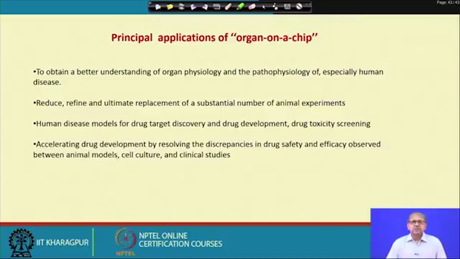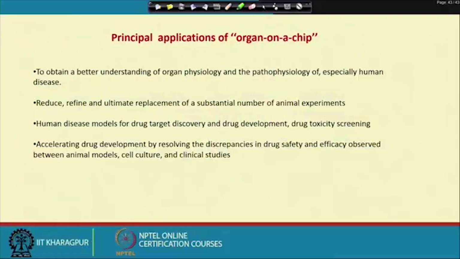So, what are the applications of organ on chip, means who are the stakeholders of this organ on chip? First thing is that using organ on chips, we could have an understanding of organ physiology and pathophysiology, especially of human disease, means disease models could be established in vitro rather than based on animal models. Then reduce, refine and ultimately replace a substantial number of animal experiments, means these are basically the 3 R's.